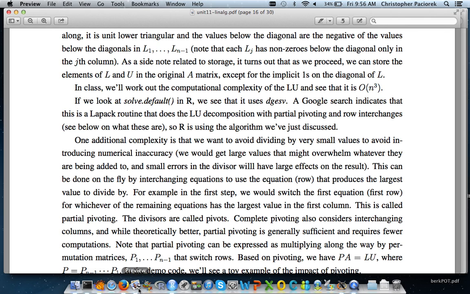This is a system of equations. There's nothing magical about the fact that I happen to put the first equation first and the second equation second. Let me just switch the two rows. As soon as I do that, instead of dividing by 0.001, I'm going to be dividing by 1. So that's basically going to solve all my problems.